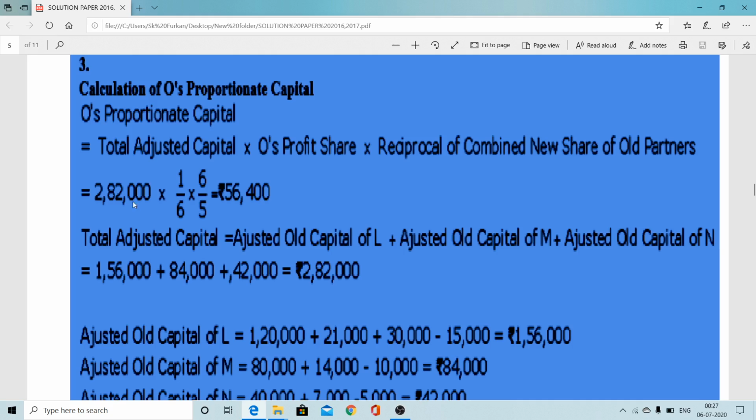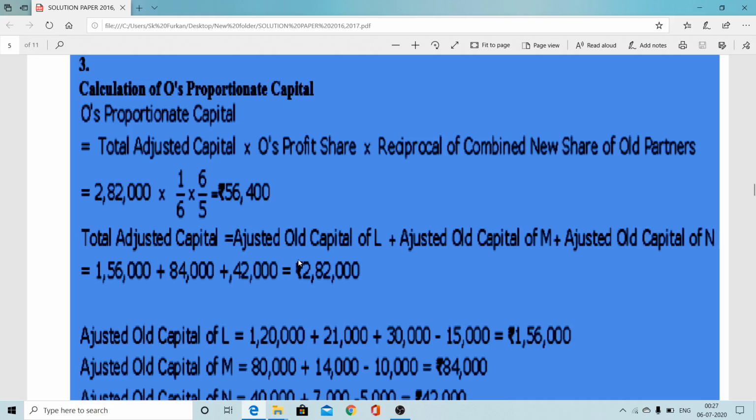So 5/6 corresponds to 2,82,000. What will be one part then? 2,82,000 into 6/5, and then into 1/6. So ultimately the 6 cancels, and we are getting 1/5. Therefore, as I told there, after finding the total adjusted capital, we can divide it by 5 to get the new partner's capital. Here the new partner's capital is 56,400.